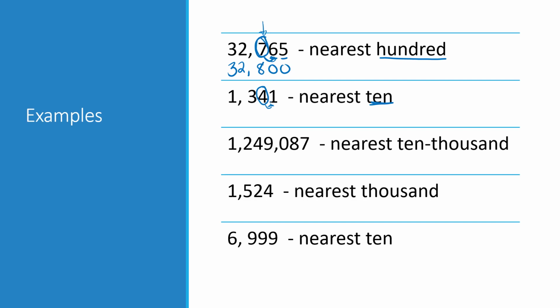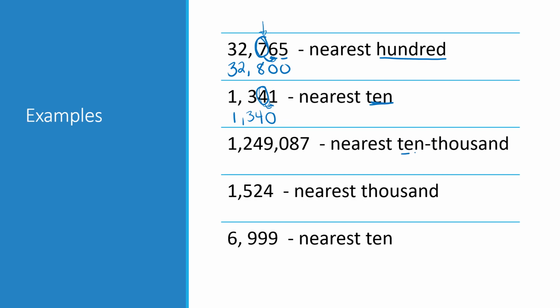The number right behind it is a 1. Since that number behind it is less than 5, this means that the 4 is going to stay the same. And then everything else behind that 4 turns into a 0. So 1,340 is rounding to the nearest 10.